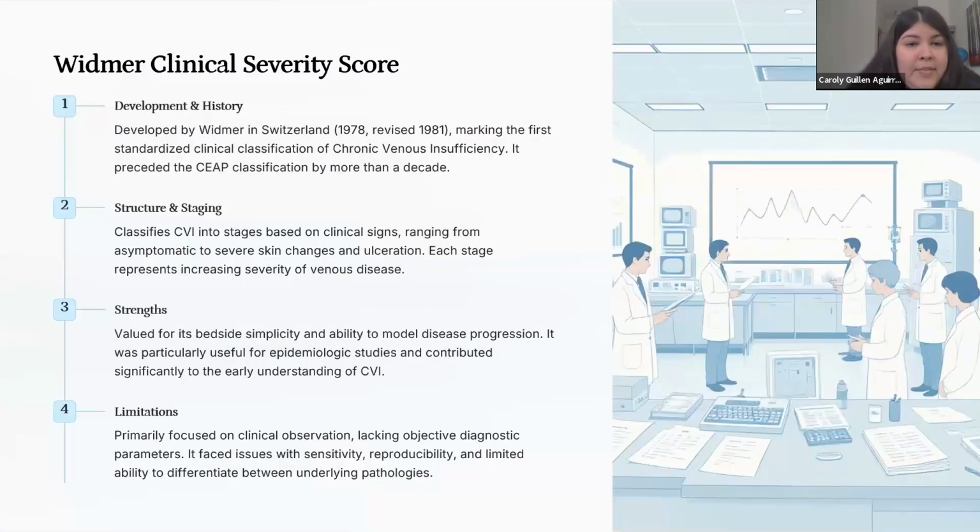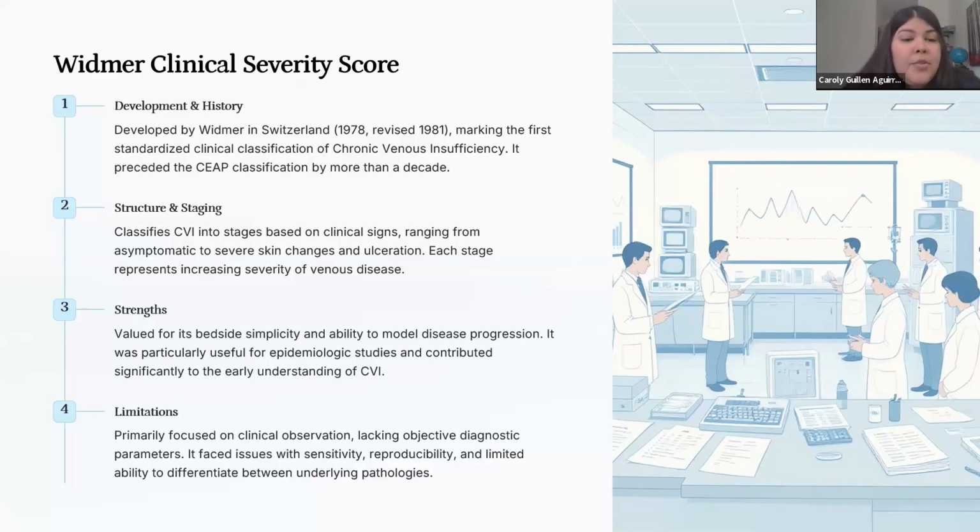The Widmer Clinical Severity Score was developed by Widmer in Switzerland in 1978. So it was actually the first standardized clinical classification for chronic venous insufficiency. It actually preceded the CEAP classification by more than a decade. It classified CVI into stages based on clinical signs, ranging from asymptomatic to severe skin changes and ulceration. Each stage represented the increasing severity of venous disease.